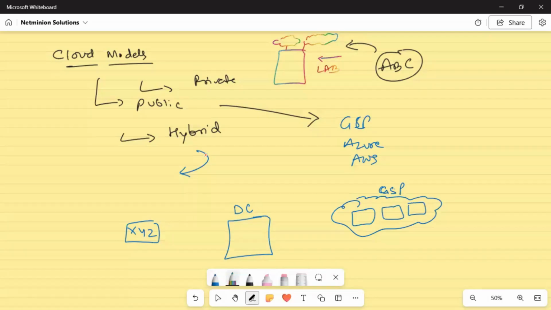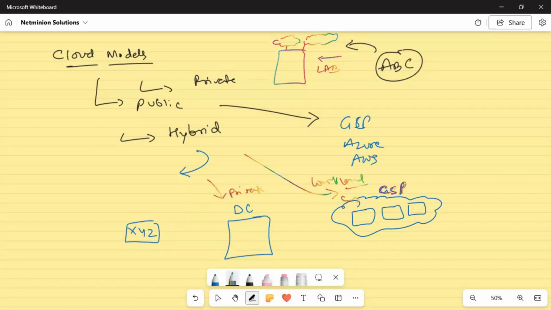For the hybrid, let us say if you are having some sensitive data, then you can use your private cloud. But if it is bursty traffic or some very high workloads, then you can use some cloud service provider, CSPs. Are you getting my point?